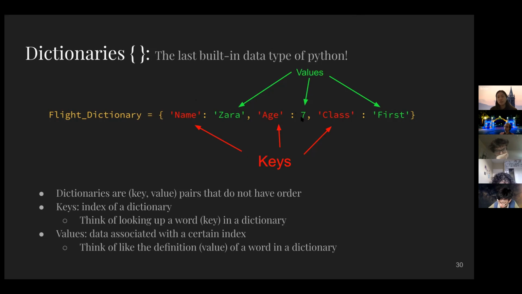So if you think of an actual dictionary that you would look up a word in, say I want to look up the word hello, the word hello would be the key, and the value associated with it would be the definition of hello, which would be a greeting or something you say when you want to say hi to someone. And so basically you use a key to look up something in your dictionary, and then the values are the definitions associated with a specific key.